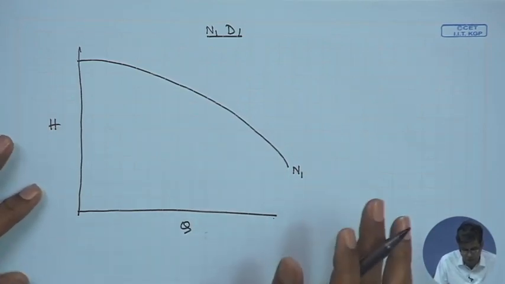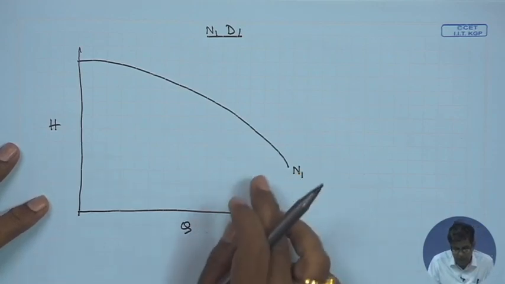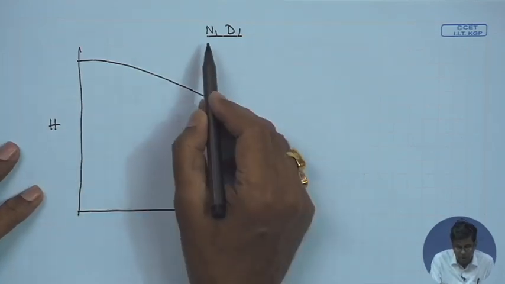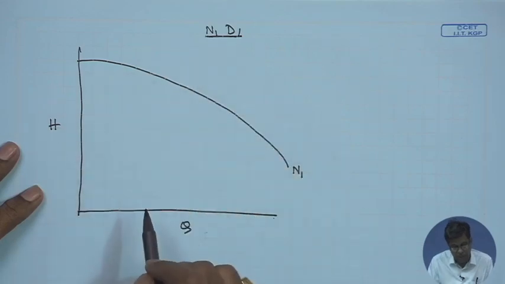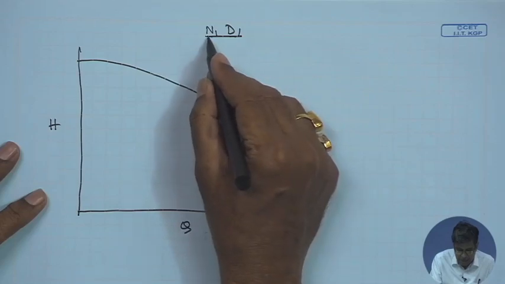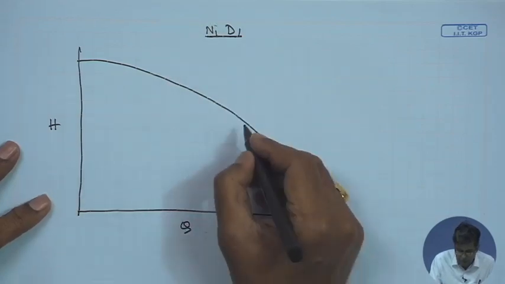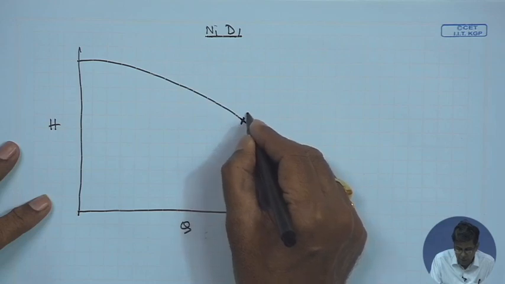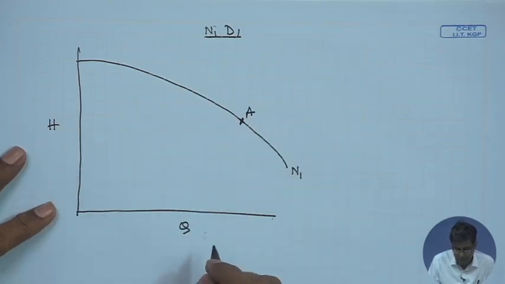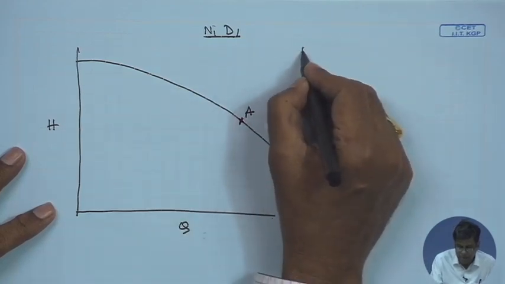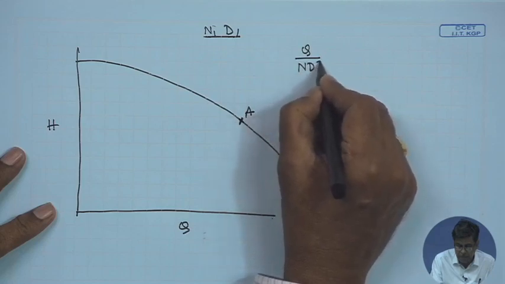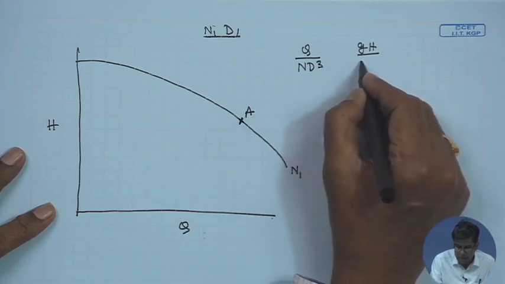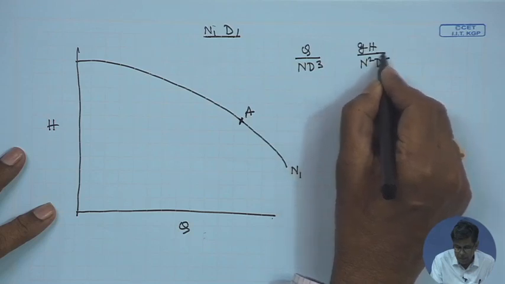Now, if I want to draw the HQ characteristics of the similar pump, that means the centrifugal pump at different speed and different diameter, how can we draw? Which means the influence of N1 and D1 on the HQ characteristics. Now, let us first find the influence of N1. Okay, how to do it? Let us arbitrarily take a point A on this HQ characteristics at N1. Then we recall the similarity terms, two similarity terms, Q by ND cube, if you remember, and GH by N square D square.